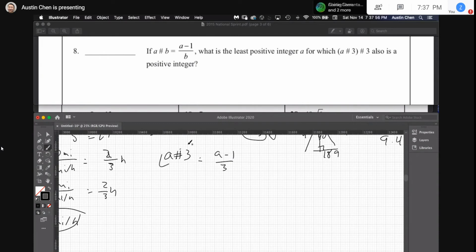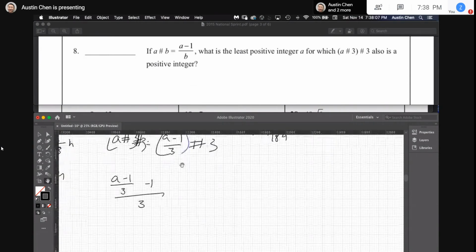And then we're going to sharp this again with 3, right? So then that would be A minus 1 over 3 minus 1 over 3, right? So then this minus 1 is just minus 3 over 3. So then we have A minus 4 over 9, getting that 3 to the bottom.